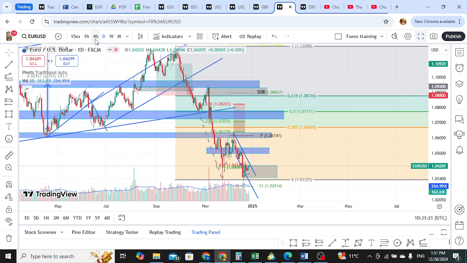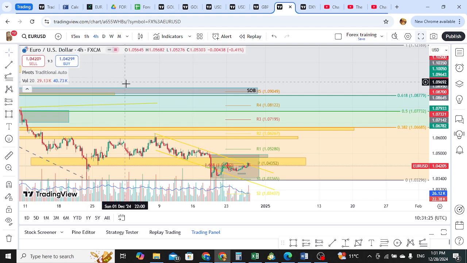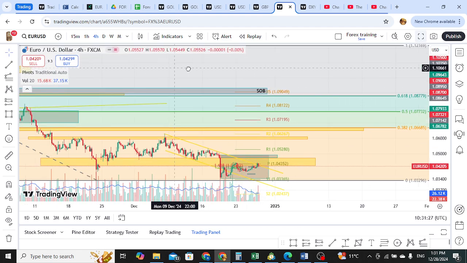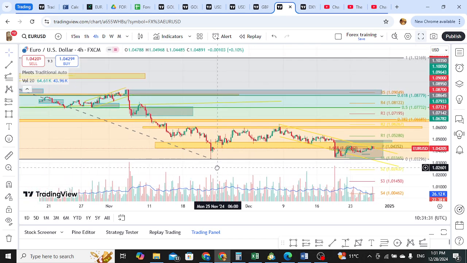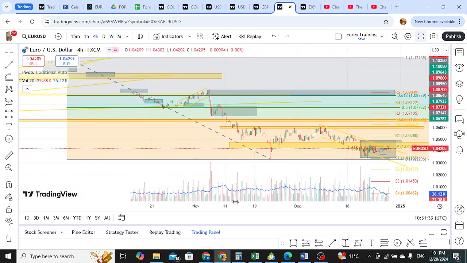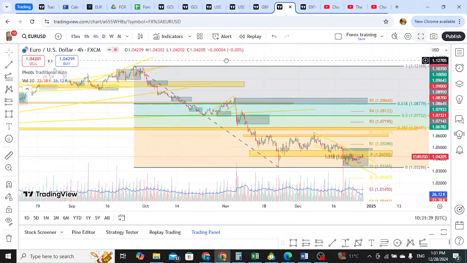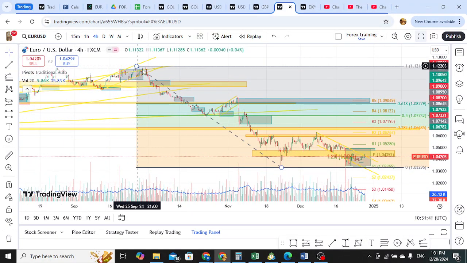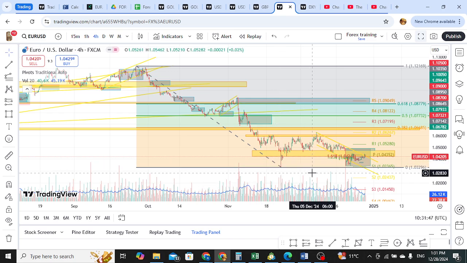So let's look at the 4-hour chart of the Euro USD, and the way I use the Fibonacci retracement is that I go to the beginning of the trend, and this one is a downward trend, and I take it from the top to the lowest point of the downward trend in this case.